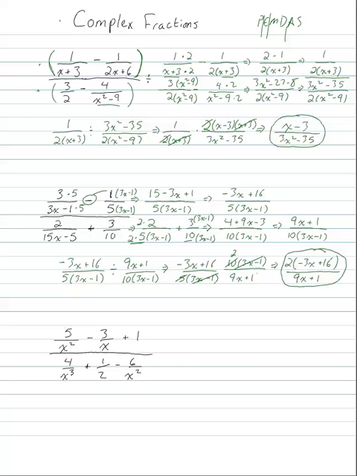So let's look at the last one. I have 5 over x squared minus 3 over x plus 1, all that over 4 over x cubed plus 1 over 2, or 1/2, minus 6 over x squared. I'm going to write my 1 as a fraction just so it's all consistent. And I'm going to try to find a common denominator. This time, I can't factor. I got x squared, x, and 1. But again, I need to get them to look the same.